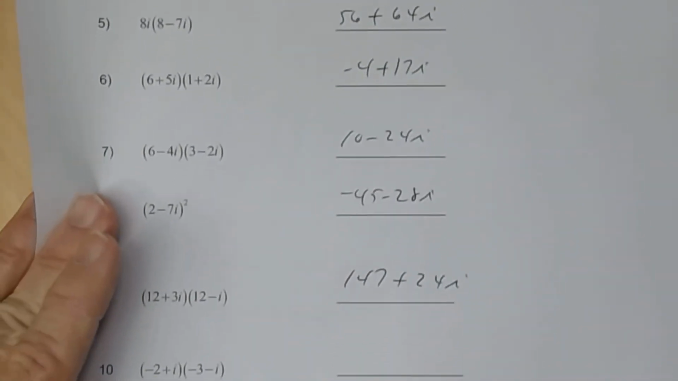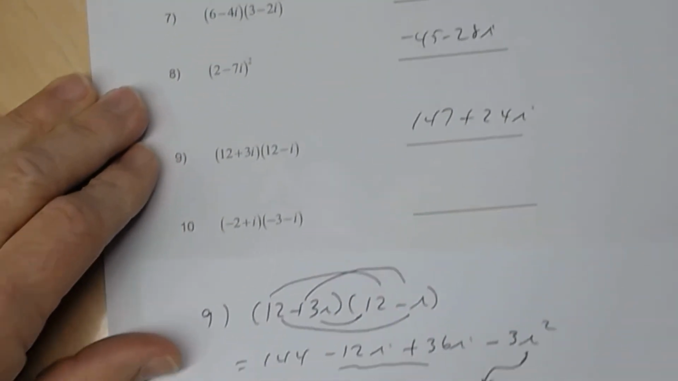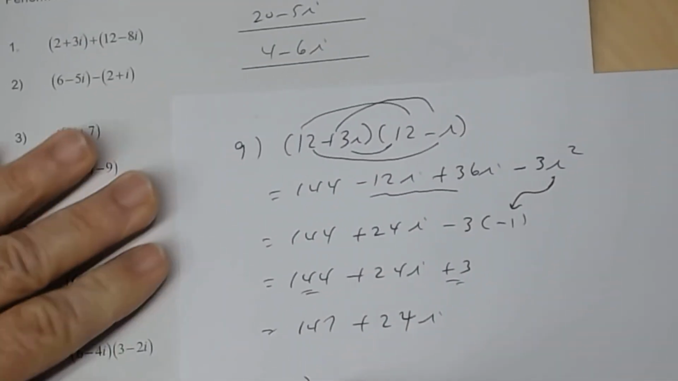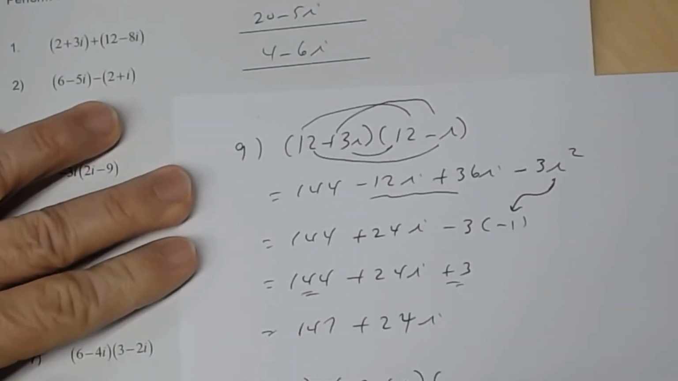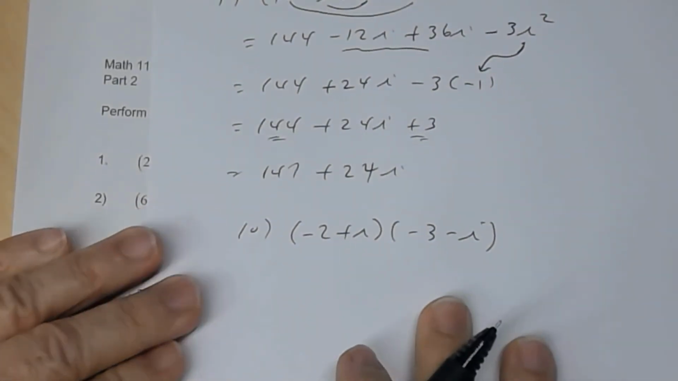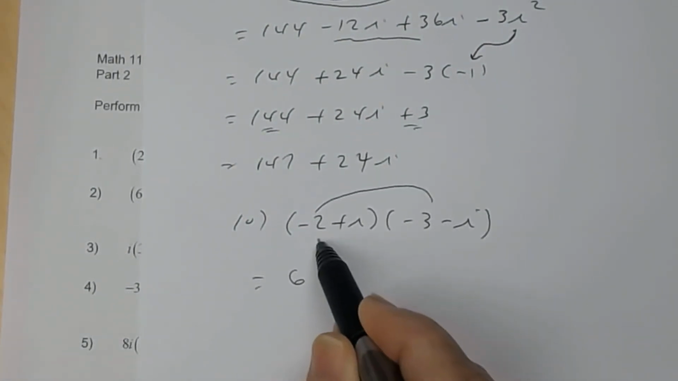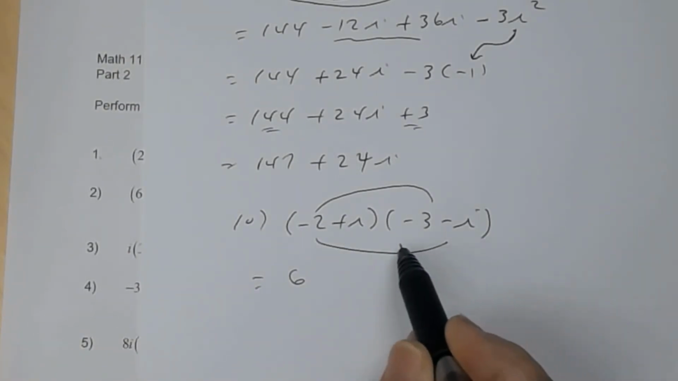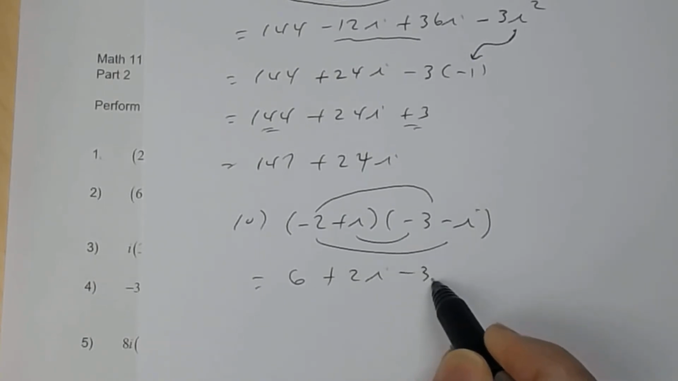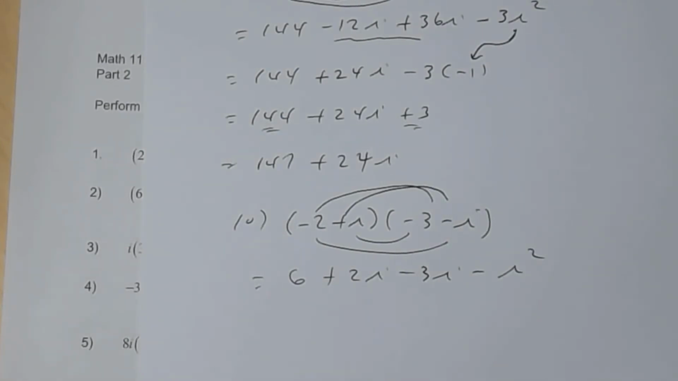And then finally, number 10, you have negative 2 plus i times negative 3 minus i. So again, follow the FOIL method. Negative 2 times negative 3 is a positive 6. The outer, negative 2 times a negative i is a positive 2i. The inner, i times negative 3 is a negative 3i. And the last, i times a negative i is a negative i squared.